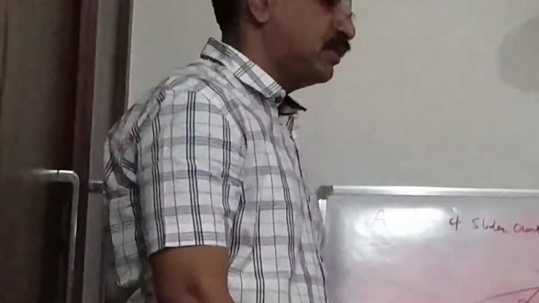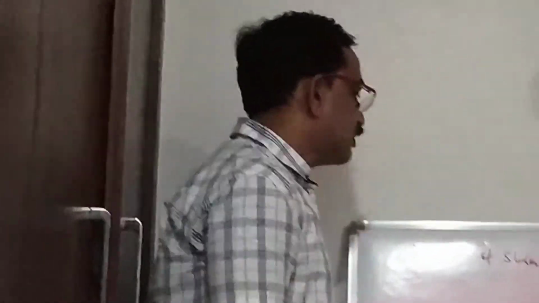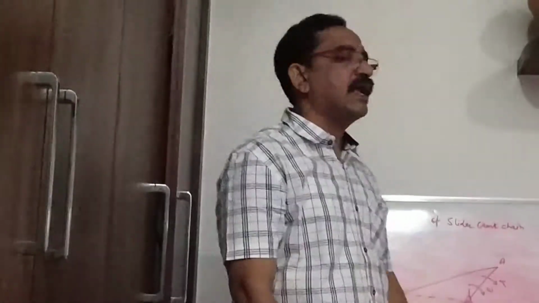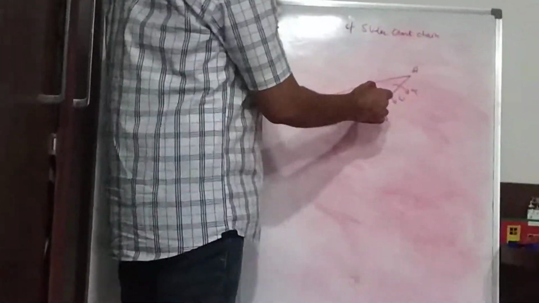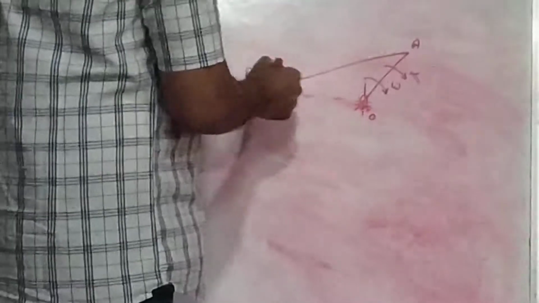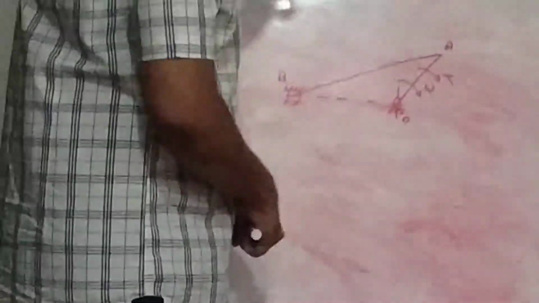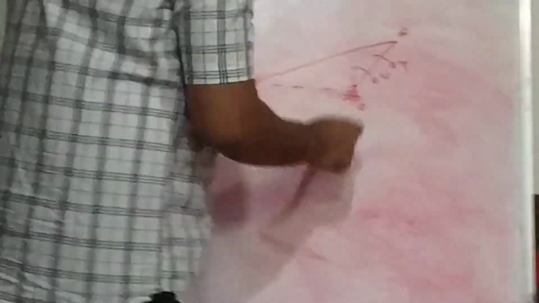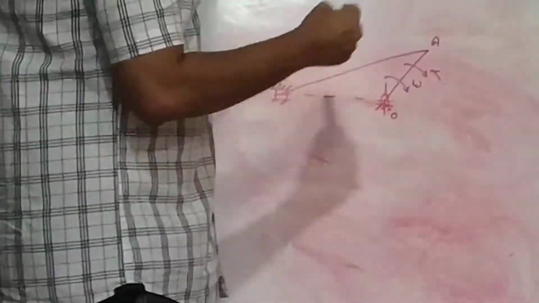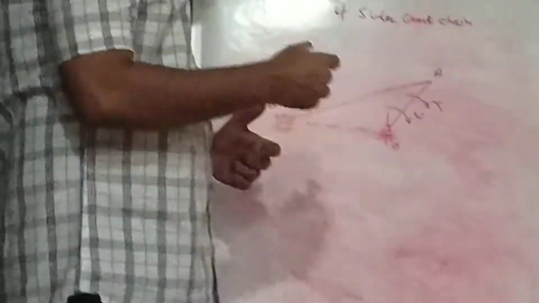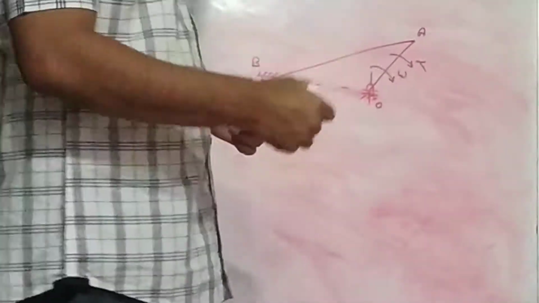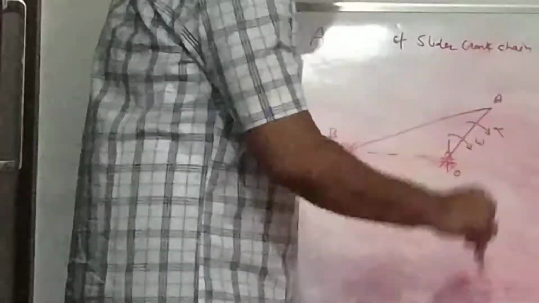Now, in this session, we will see how to draw the acceleration diagram for a single slider crank chain mechanism. Here we consider the single slider crank chain. Crank OA, connecting rod is AB, B is the slider. Here we assume that crank OA is rotating with angular velocity omega and angular acceleration alpha. Means crank OA is rotating with changing magnitude of angular velocity. That's why it is having angular acceleration alpha.